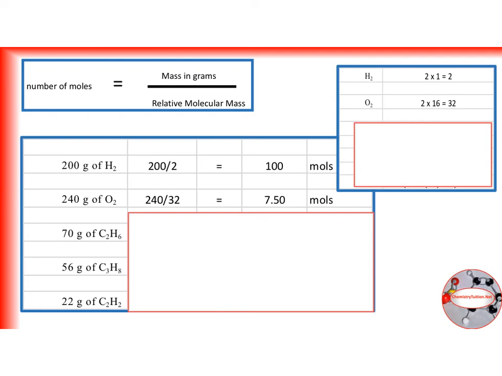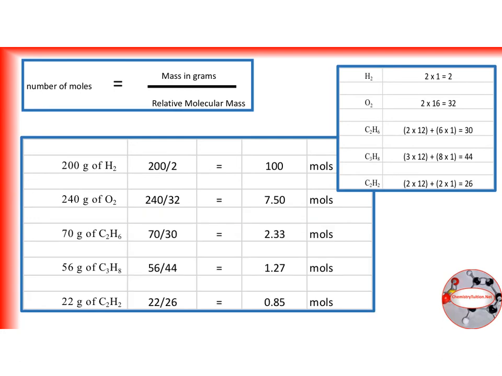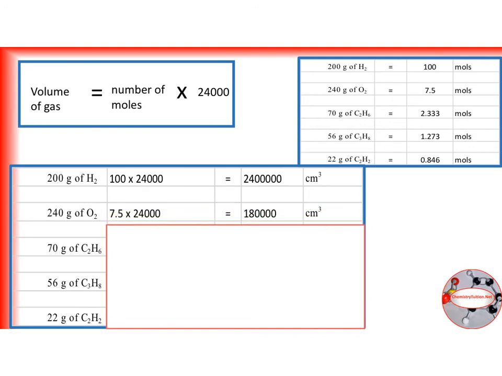So first of all, we'll do the molar masses. And if you just want to check to make sure you got those right, and then here are the number of moles that you should have found. So now we have the number of moles. It's just up to us to put those into the equation of number of moles times 24,000. So again, let's just do that for oxygen. So we found we had 7.5 moles, times that by 24,000 to give us 1,800,000 centimeters cubed.